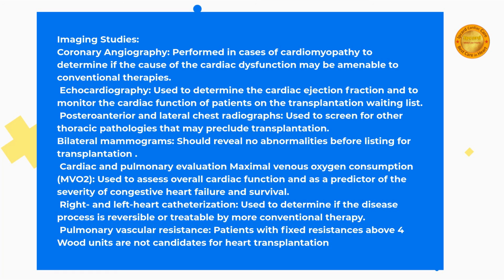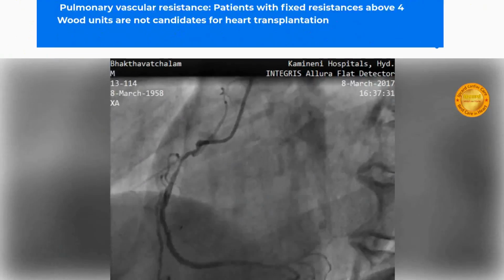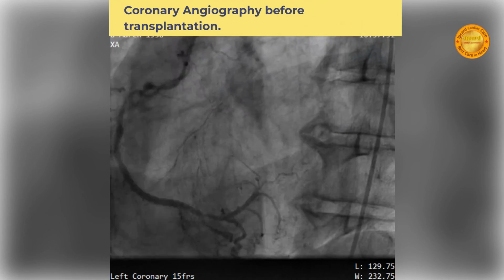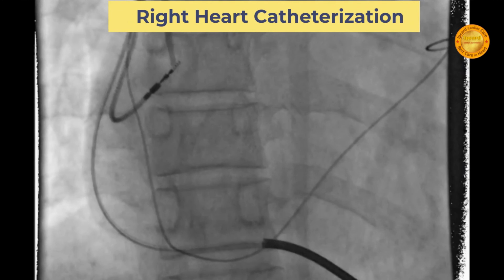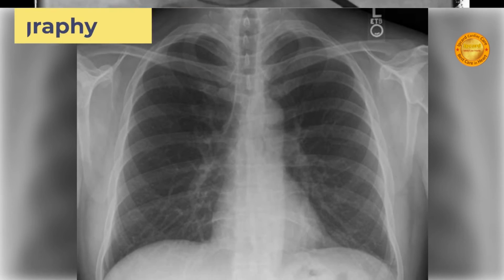Cardiac and pulmonary evaluation. Maximal oxygen consumption, MVO2, used to assess overall cardiac function and as a predictor of the severity of congestive heart failure and survival. Right and left heart catheterization, used to determine if the disease process is reversible or treatable by more conventional therapy. Pulmonary vascular resistance: patients with fixed resistances above 4 Wood units are not candidates for heart transplantation. Coronary angiography before transplantation. Right heart catheterization.